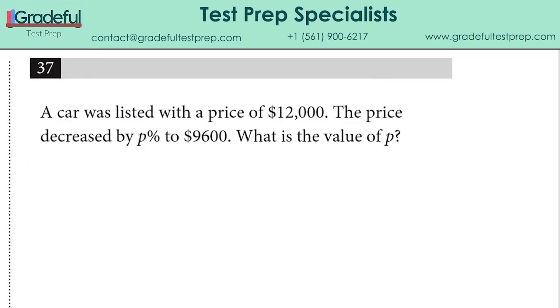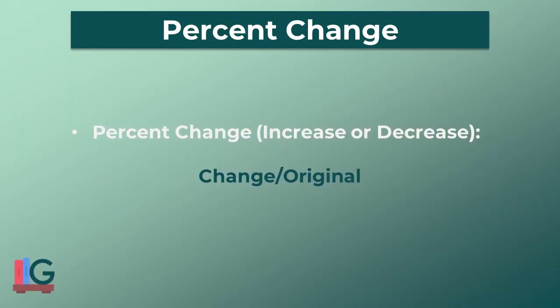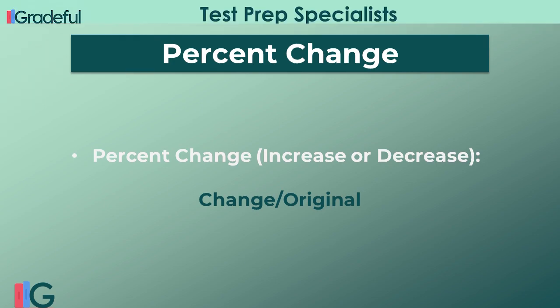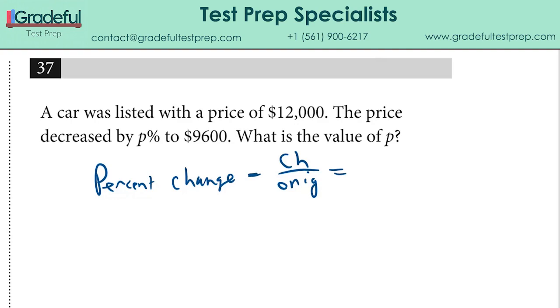Question 37 is giving us the price of a car before and after, and asking us by what percent it decreased. The formula for percent change is the change over the original, so we can just apply that here. The change is whatever you get when you go from 12,000 to 9,600, and we're dividing that by the original, which was 12,000. So let's calculate that out.